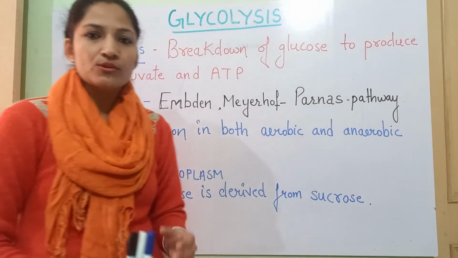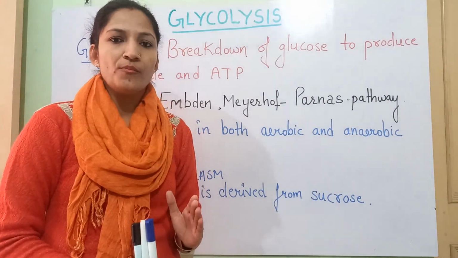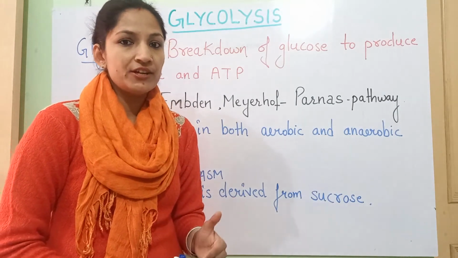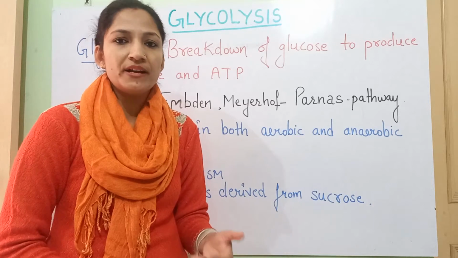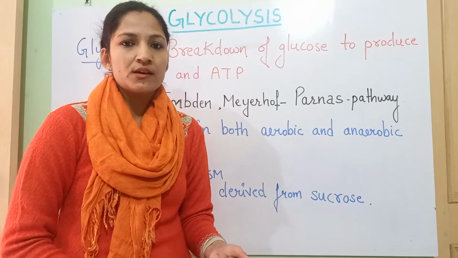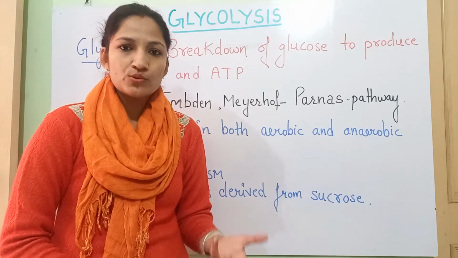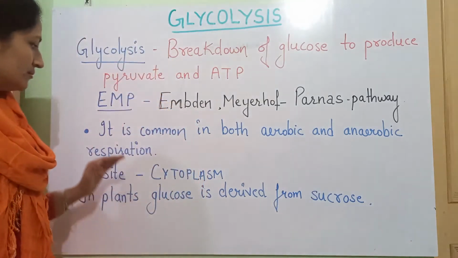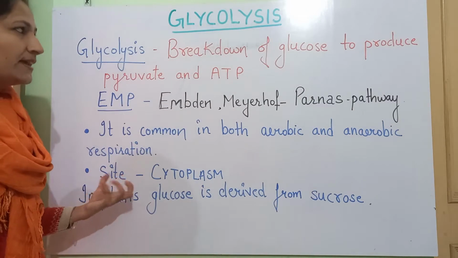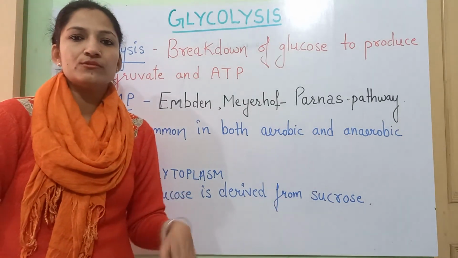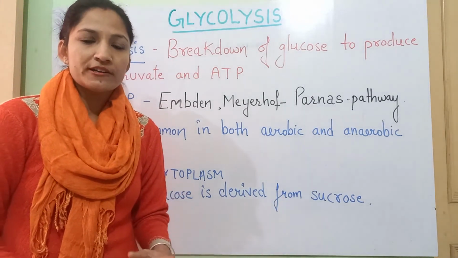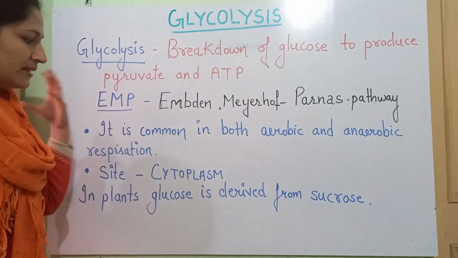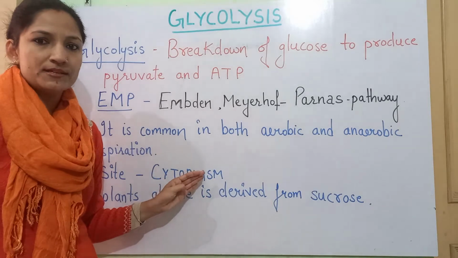Initially, the glucose is going to break down into pyruvate, and afterwards there are different fates of pyruvate, depending upon the conditions within the cell, whether O2 is available or not. Got it? So common for both. The site where this glycolysis is going to take place: as we are talking about cellular respiration, within the cell, glycolysis occurs in the cytoplasm.